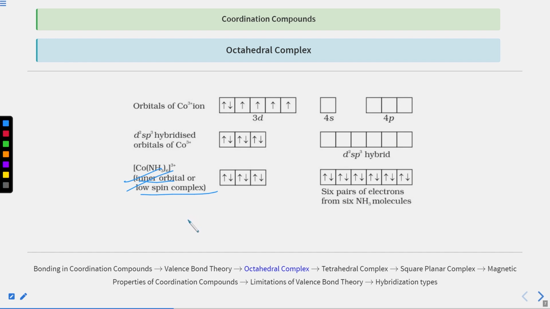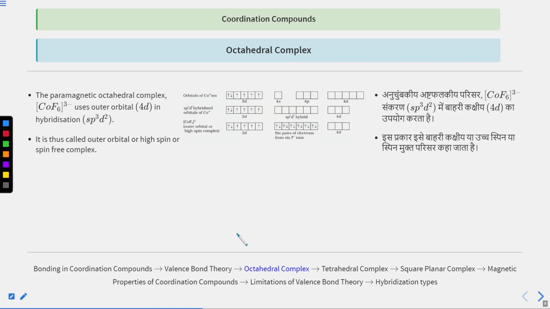And now we will move to the next type of complex. So this is octahedral. Now suppose we take the same metal ion. That is, if you just calculate the oxidation state here, cobalt is X. 6 fluorines are there, each has a charge of -1, and the overall charge on the coordination entity is -3. So this will result in +3. So here also the cobalt is in 3+ oxidation state.